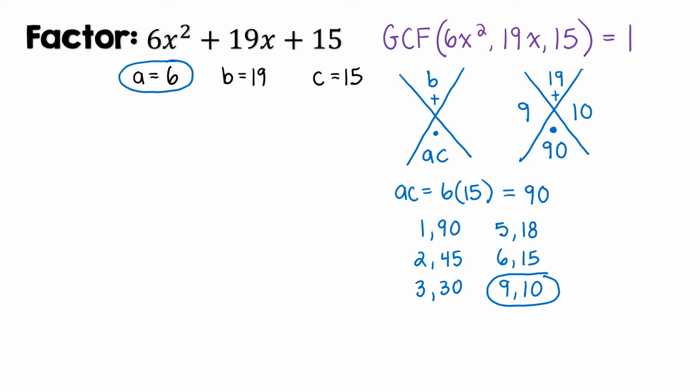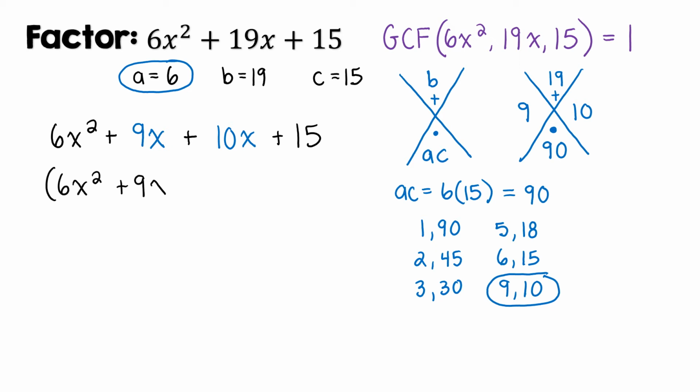So our expression is equal to 6x squared plus 9x plus 10x plus 15. And then we can split this into two groups. So our first group is 6x squared plus 9x. And our second group is 10x plus 15.